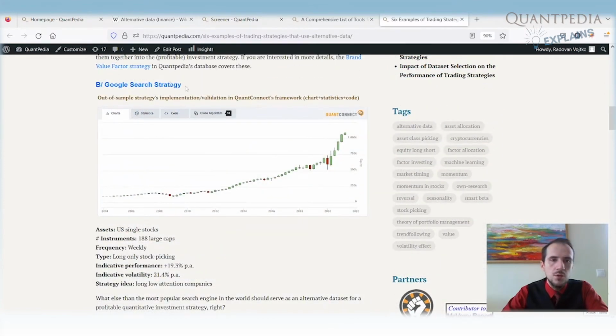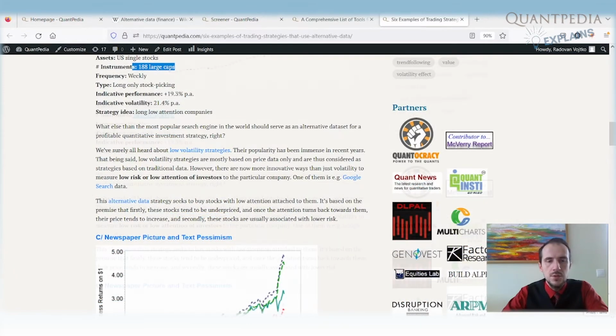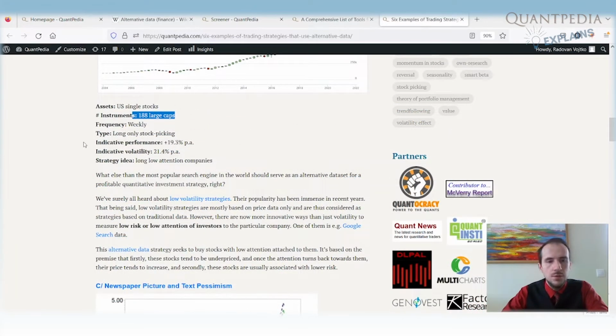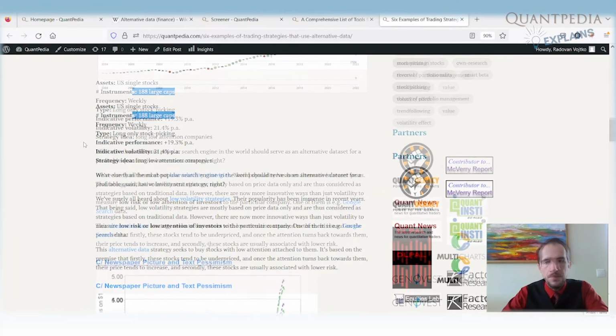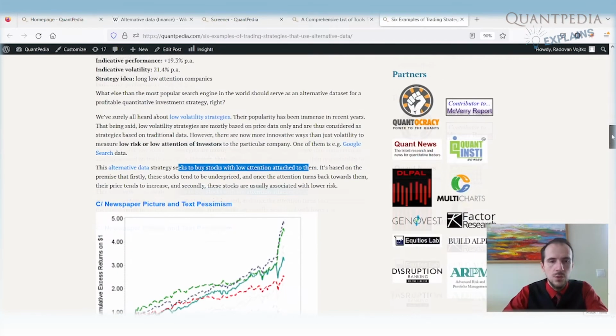Then we have another strategy, based on Google search. It again uses 188 large stocks. The alternative data set uses attention derived out of Google search data. We are again buying stocks with low attention. So it's better to buy the stocks that are underpriced, with lower attention on Google, than to buy the stocks with high attention on Google. It's very similar to buying brands that are not so well known.